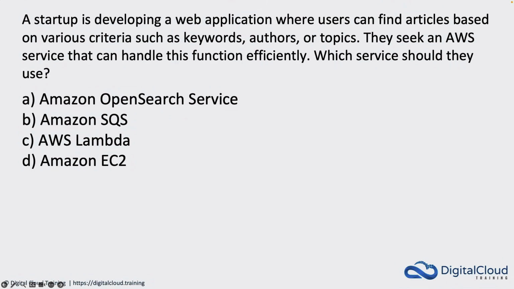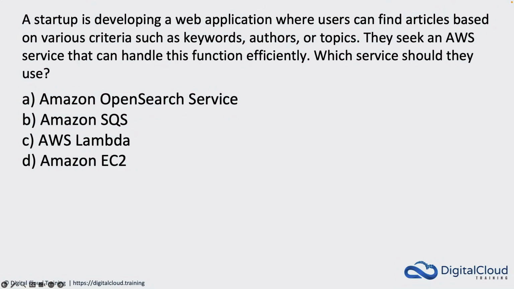So we need a service that allows us to find articles based on criteria such as keywords, authors, or topics. So it sounds to me like a search service. So straight away, of course, Amazon OpenSearch stands out as the obvious answer here. Now, quickly, again, I'll just go through the other ones. So we've got Simple Queue Service. That's a message bus.